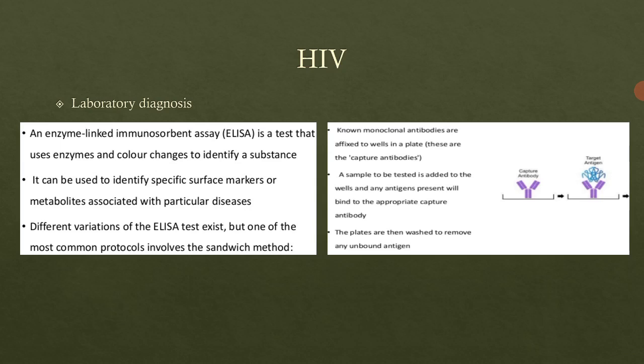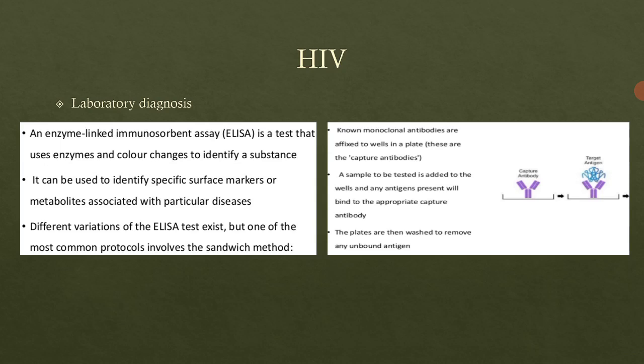If the antigens, the proteins, are present in the patient's blood, then that antigen will bind to those antibodies, and the antigen antibody complex will be formed. You can see in the picture the capture antibody which is incorporated on the wells. This is the primary antibody, the capture antibody. Why is it called the capture antibody? Because it will capture our antigen. Once the target antigen is present, it will bind to those antibodies.